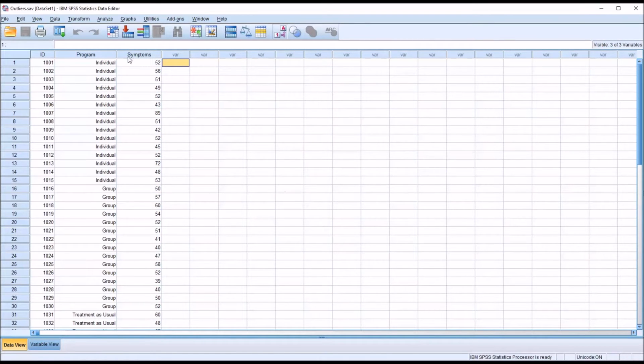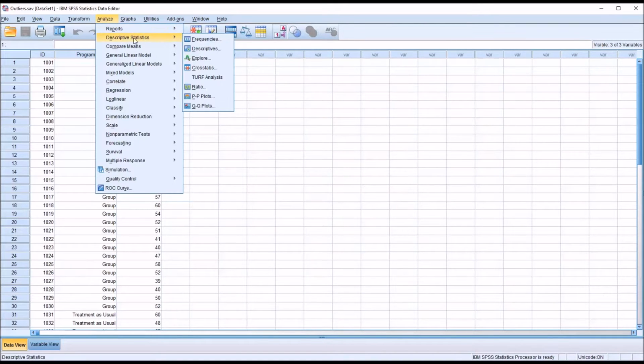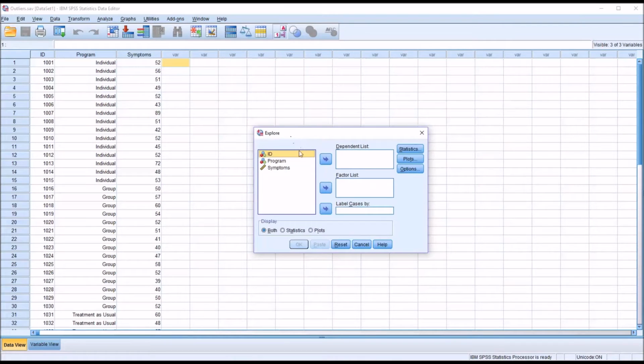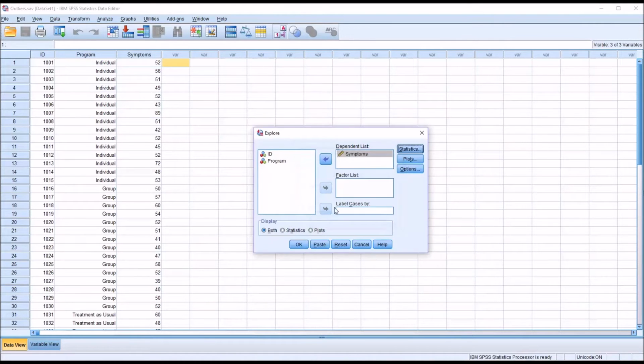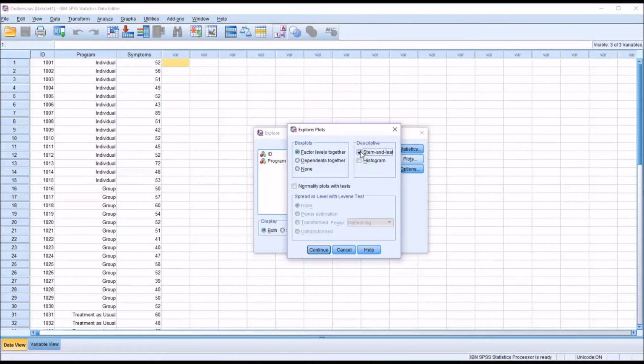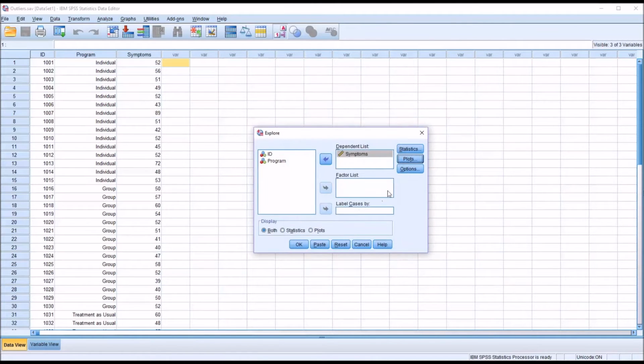So to check for outliers, I'm going to go to Analyze, Descriptive Statistics, and Explore. And this is what the Explore dialog looks like by default. I'm just going to move symptoms into the dependent list box because it is a dependent variable. And then under statistics, descriptives are checked off by default. I'm going to add outliers. I'm going to check off outliers and I'm going to check off percentiles and click continue. Under plots, I'm going to uncheck stem and leaf and click continue, and under options I'm going to make no changes. So now we're ready to conduct the check for outliers.